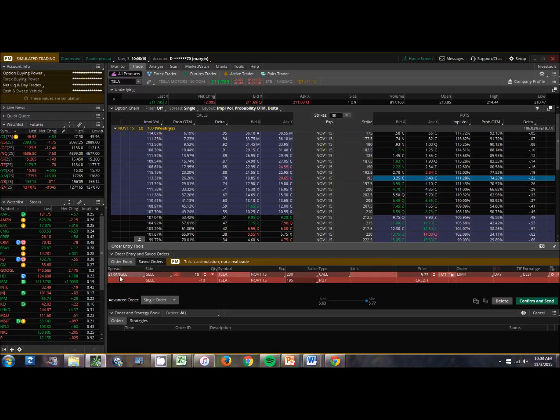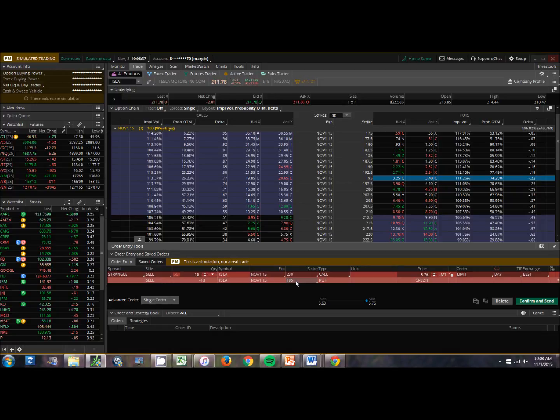And so what I'm going to do is, on the upside, I am going to buy a further out of the money call, and on the downside, I am going to buy a further out of the money put. And what that's essentially going to do is it is going to limit my risk. And so let me go ahead and do that, and I'll explain kind of how it works.